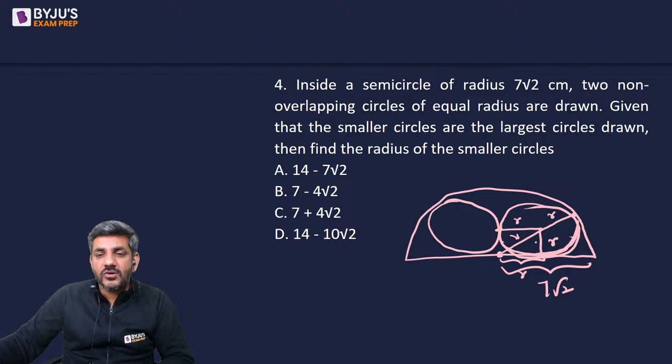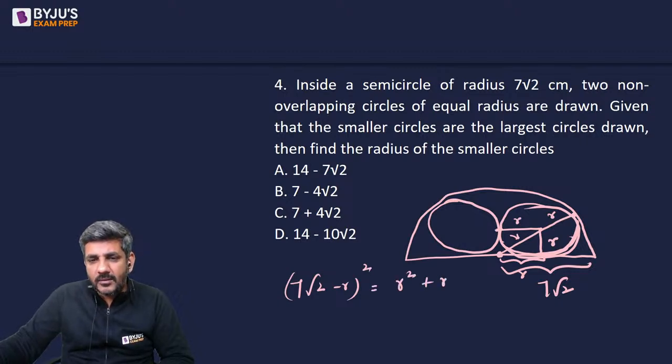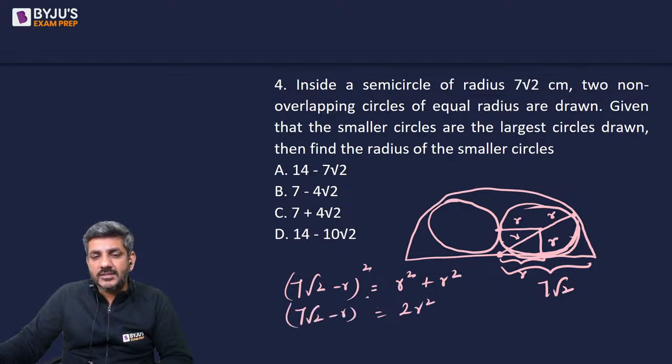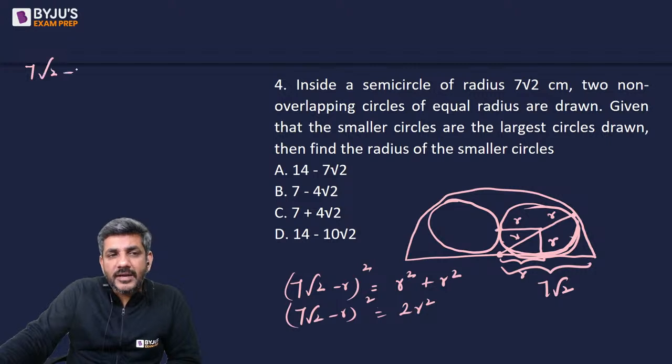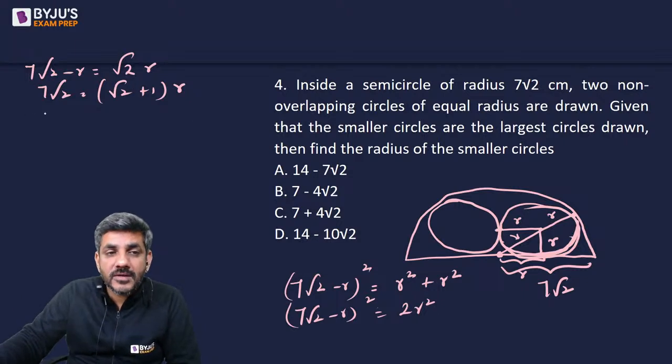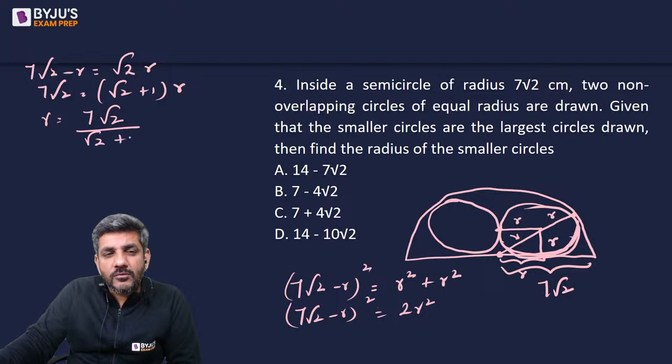Now use Pythagoras theorem in this triangle. I get 7 root 2 minus r whole squared is equal to r square plus r square. इसका square plus इसका square is equal to इसका square. So here I get 2r square, or let's take square root on both sides. I get 7 root 2 minus r is equal to root 2 into r. So 7 root 2 is equal to root 2 plus 1 into r. आर को मैं उधर ले गया, फिर आर कॉमन ले लिया, रूट 2 प्लस 1 बन गया. So ultimately what do I get as r? It is 7 root 2 divided by root 2 plus 1.